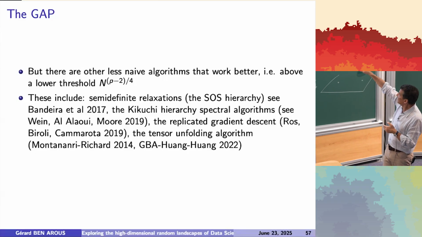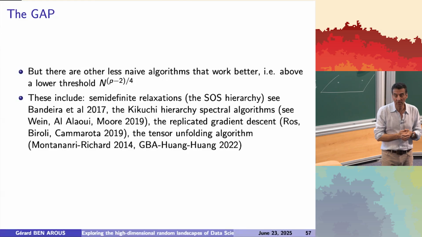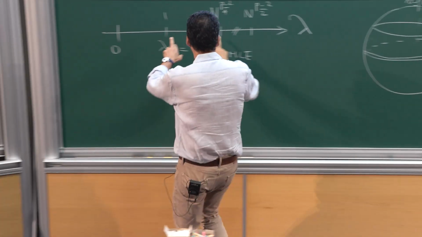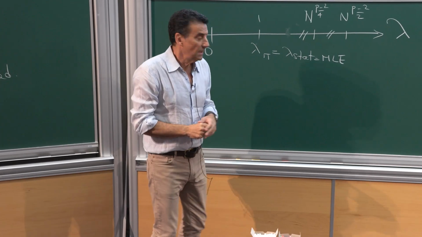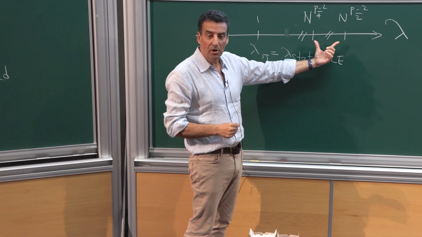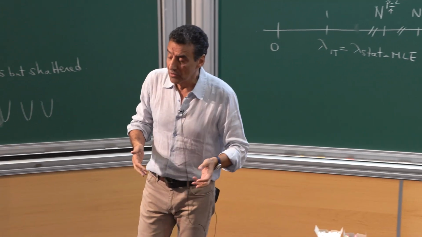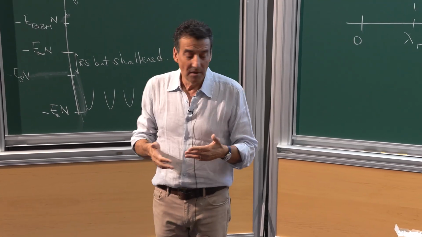And this works above n to the (p minus 2) over 4. So you still have a gap between this and that. Okay? And in this region, you have plenty of smart algorithms like this, which are not the kind of bread and butter optimization, but it stops here.